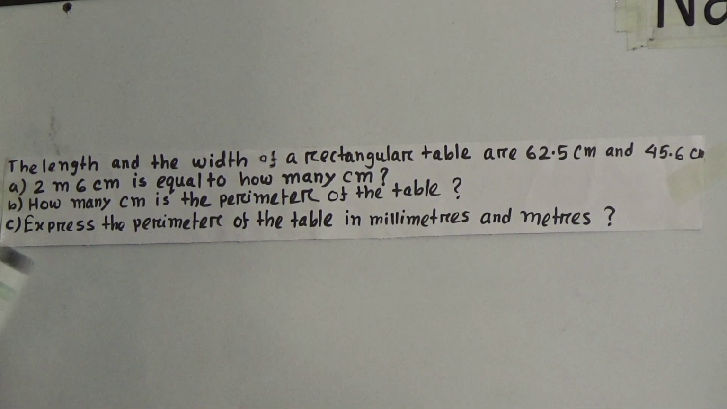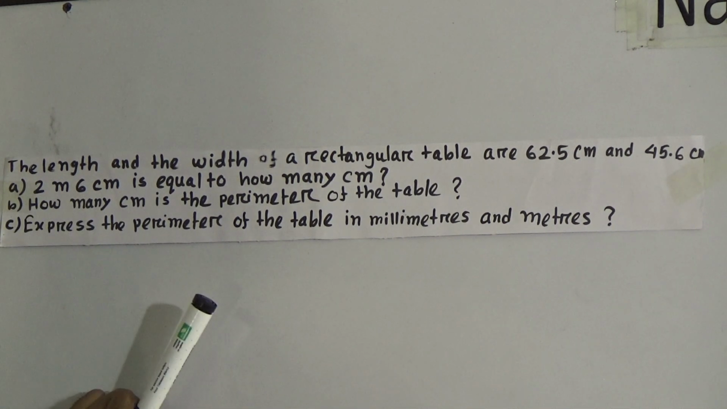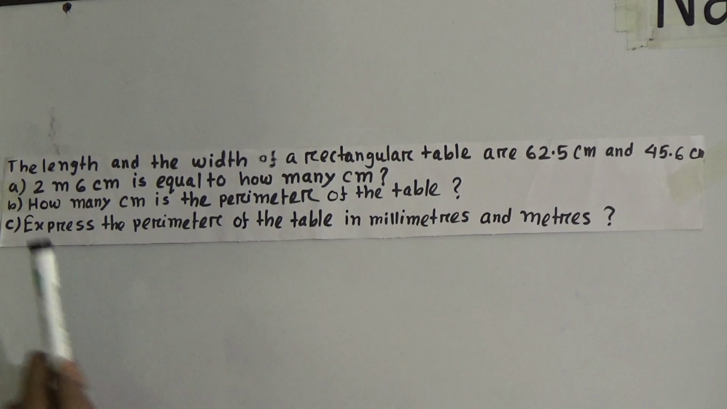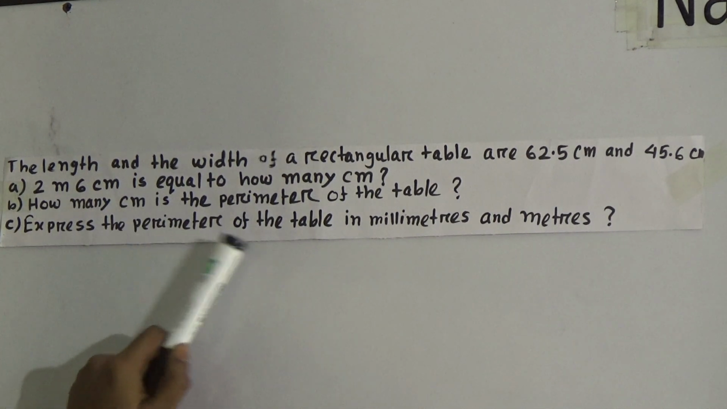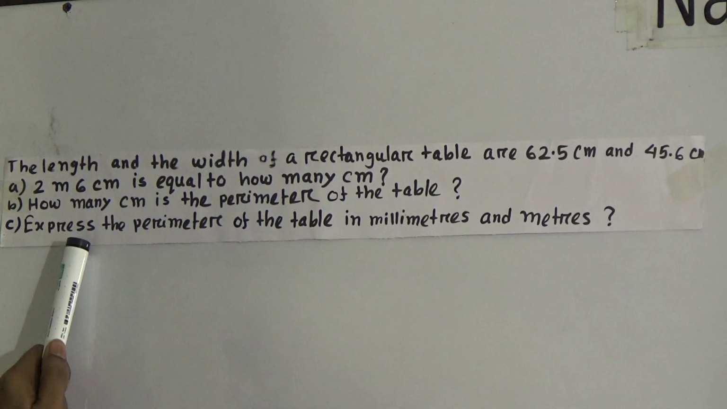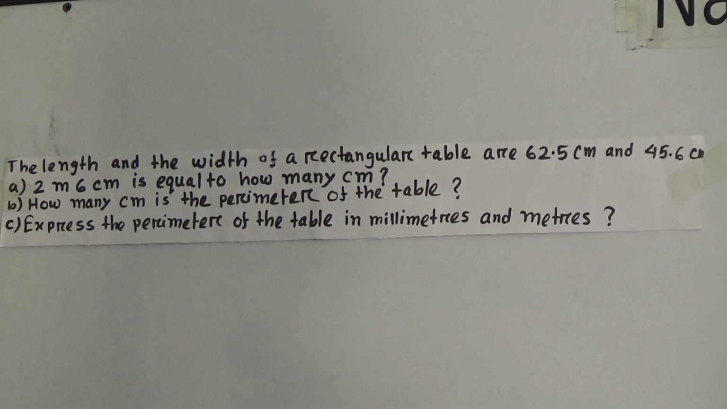Now see a number question. 2 meter 6 centimeter is equal to how many centimeter? B number. How many centimeter is the perimeter of the table? C number. Express the perimeter of the table in millimeter and meters.